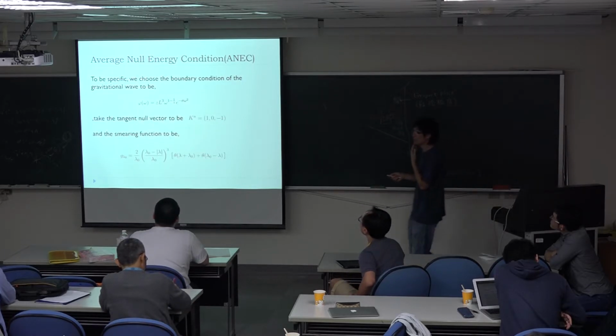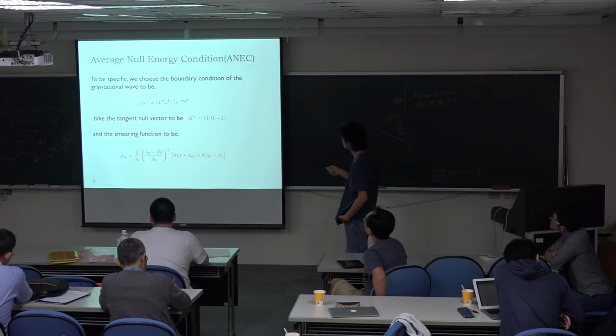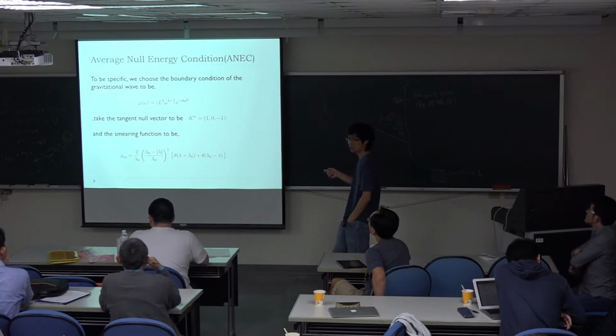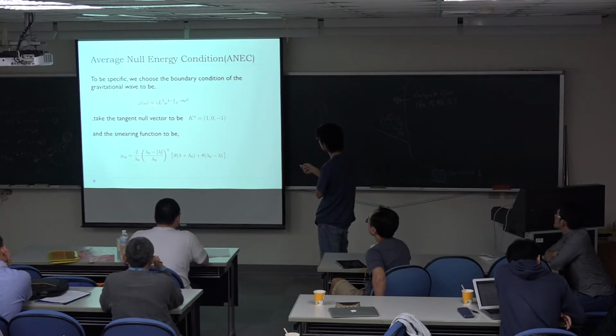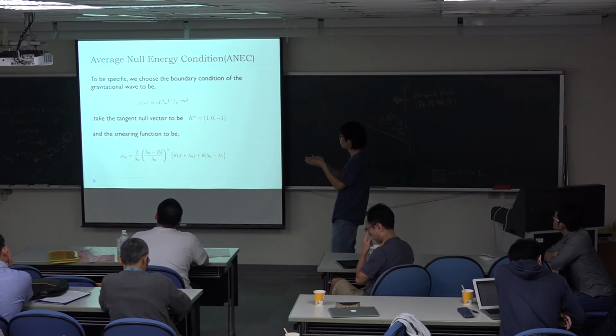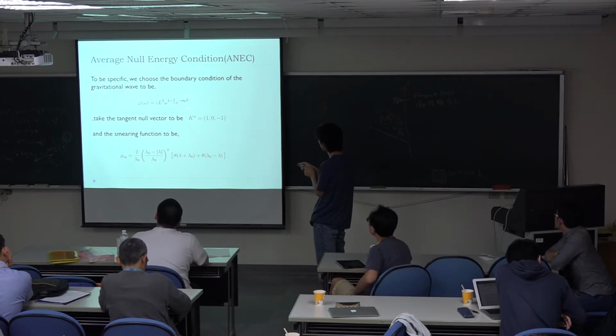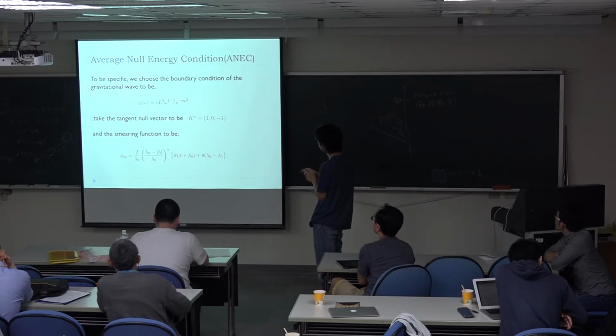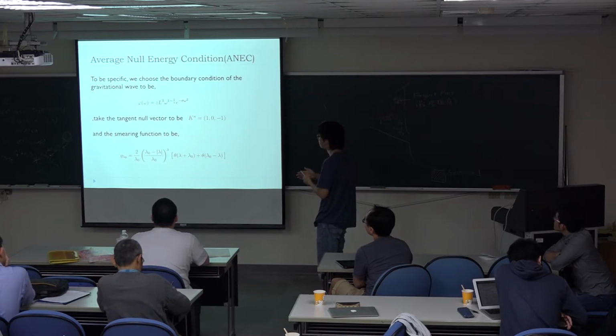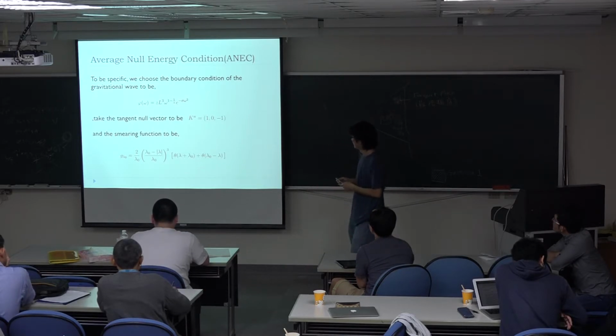So to be specific, we need to choose the boundary condition for the gravitational wave. This is the particular boundary condition we choose. We just make the gravitational wave localized at some finite time region, characterized by this sigma parameter. And this power is just chosen to make the calculation easier.